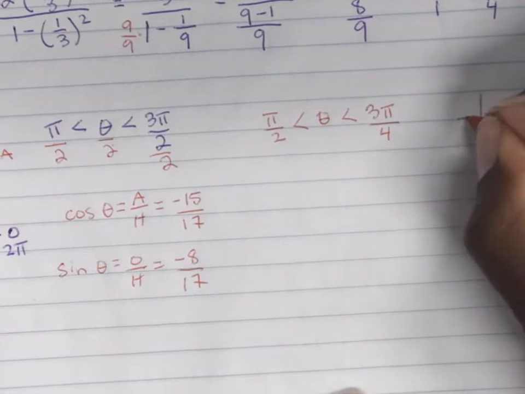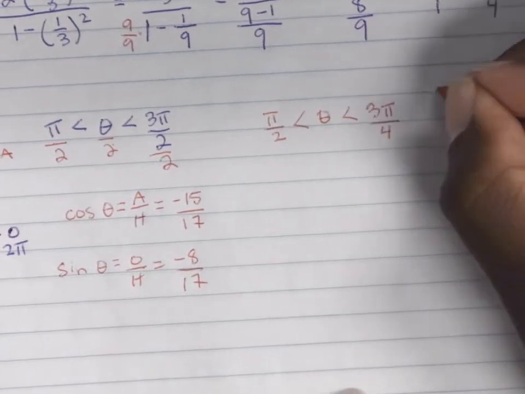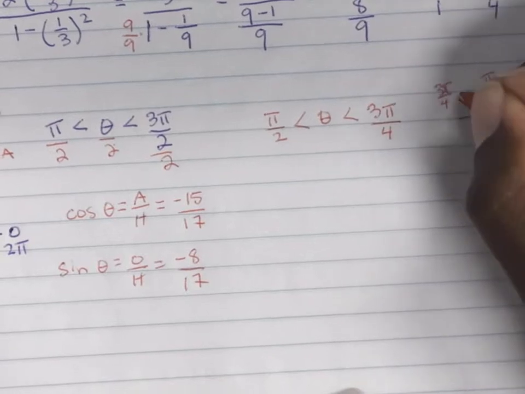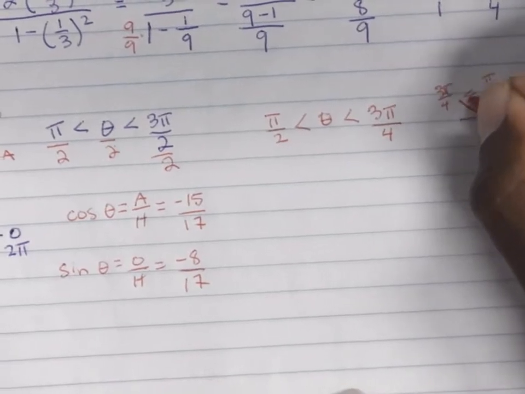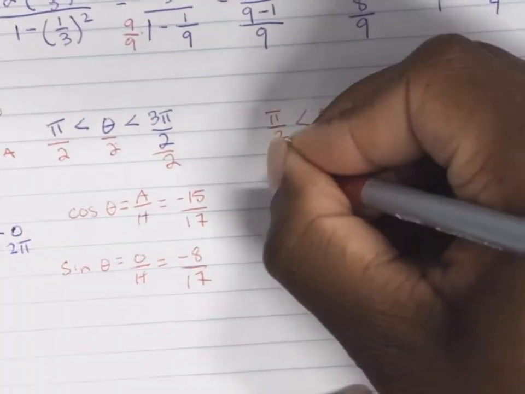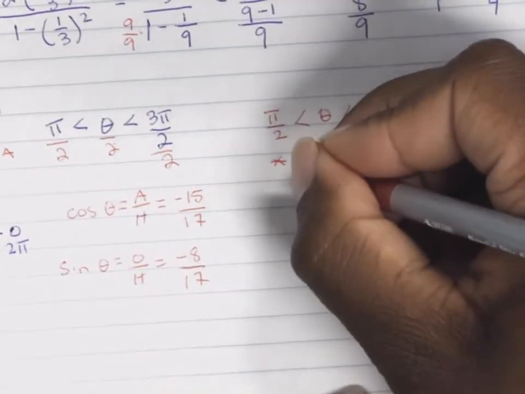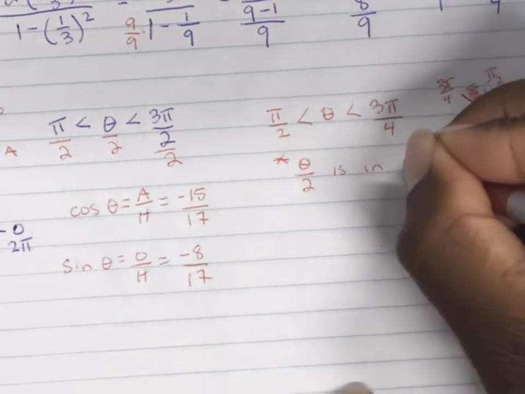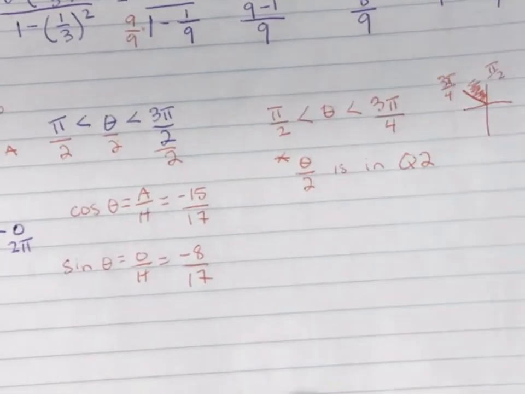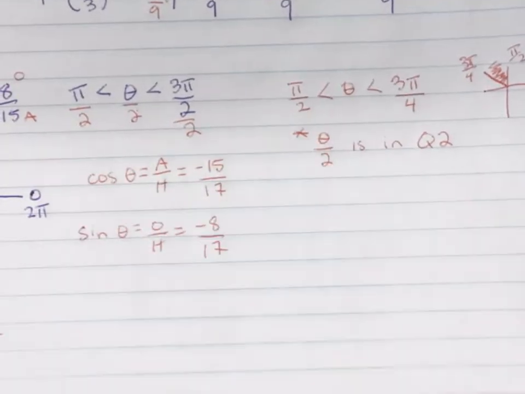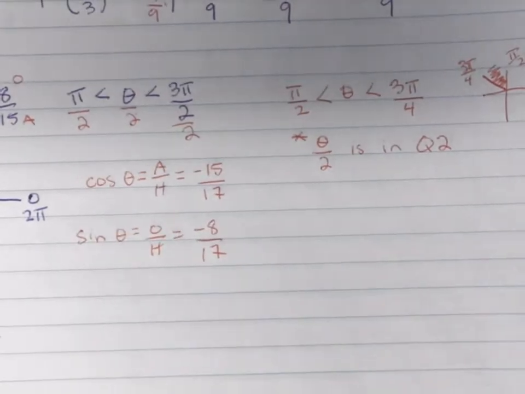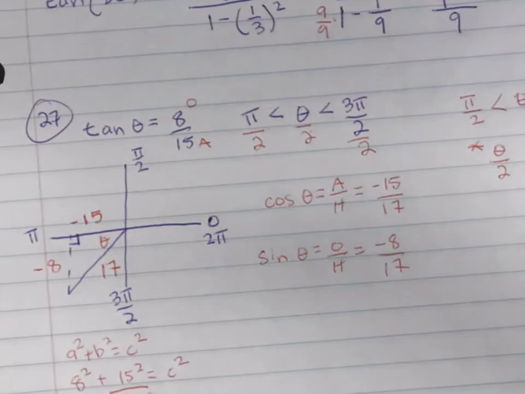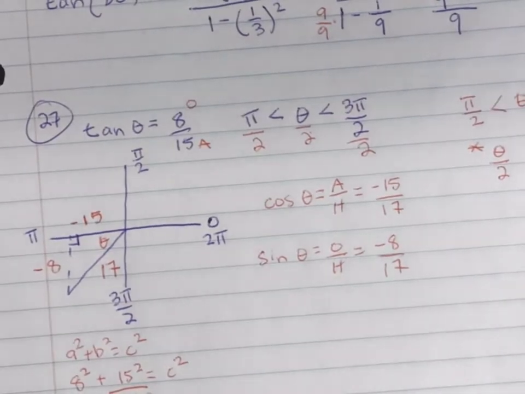So this is where 3 pi over 4 is. This is where pi over 2 is. My angle is somewhere in this interval, in quadrant 2. So I'll make a little note saying the half angle theta over 2 is in quadrant 2. So you always find your sign by looking at the half angle, not of the doubled angle, but the half angle. All right, so let's do these formulas.